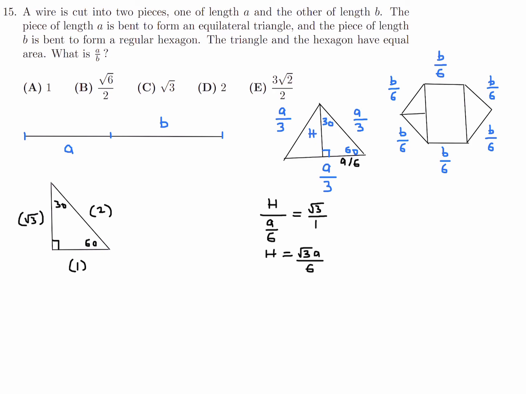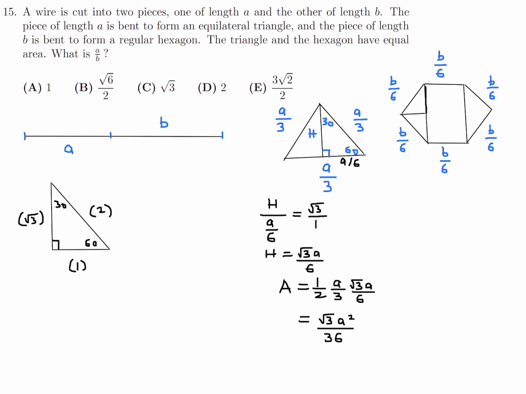And therefore the area is 1/2 base, which is A over 3, times height, which is root 3A over 6. And if you combine this, you get root 3A squared over 36. All right, so that's pretty straightforward. Hexagon, a little bit more work here. We have to label a couple more things.